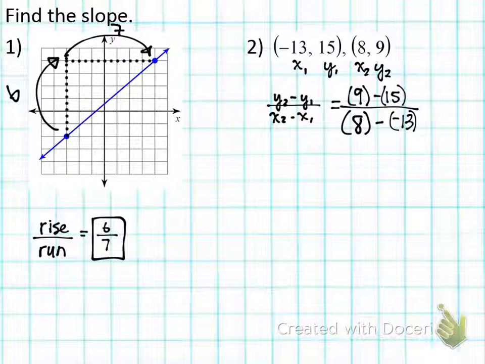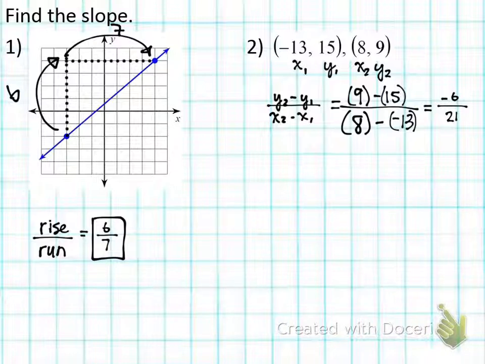Then we start working this out. We see 2 negatives here. What do the 2 negatives really mean? Positive. So now we work it out. What's 9 minus 15? Well, it's negative 6. And then what's 8 minus a negative 13? We're really adding, so it's 21, right? But we're not done yet. We have a negative 6 divided by a positive 21. What's negative divided by positive? Negative.